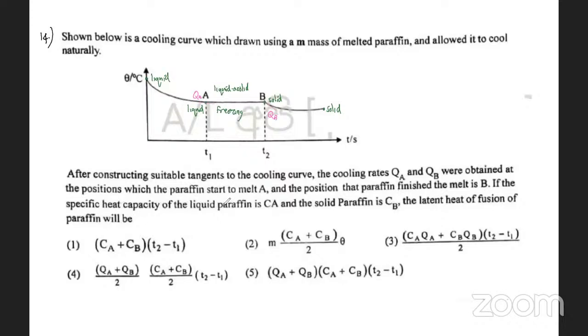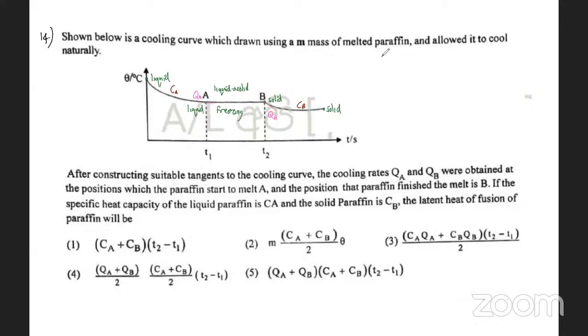If the specific heat capacity of liquid paraffin is Ca and of solid paraffin is Cb, so for this part of the graph you have to use Ca, and for this part of the graph you have to use Cb. The latent heat of fusion of paraffin will be... okay. Then people, how did you do it? After constructing suitable tangents to the cooling curve, cooling rates QA and QB were obtained at the position where the paraffin started to melt, A.